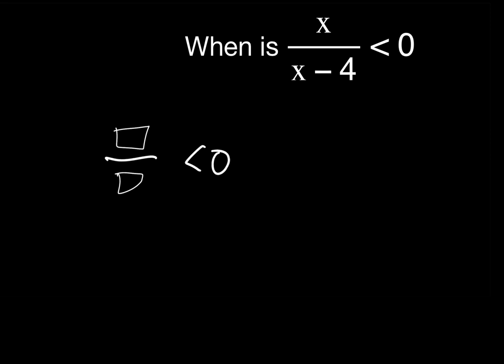So when we're considering this, we know that either the numerator is less than 0, so it's negative, and then the bottom is positive, or it's going to be a positive over a negative. Either way. So then I look at this and say, okay, now let's think about this.